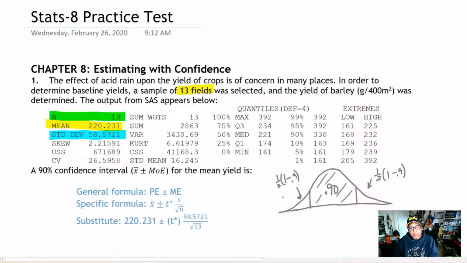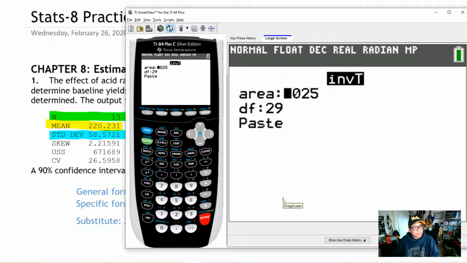Now when we get to our calculator, we're just going to put that literally into our calculator. So half of 1 minus 0.9. Yes, I know it's 0.05, but if you want to save yourself a little bit of headache, you might want to do it this way. Or if you think it's easier to just put a 0.05, just put a 0.05. You're not going to hurt my feelings.